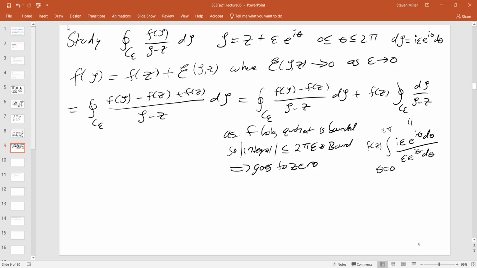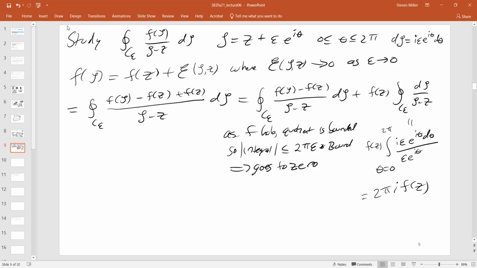Oh, well, that's not so bad. Everything cancels but the I, and we just get 2 pi I. Did I make a mistake? Oh, I have a d theta on the bottom. Thank you. And so now, removing the d theta that shouldn't be there, the epsilon e to the I theta is canceled. We look at integrating just theta from 0 to 2 pi. This is an integral we can do. And we just get 2 pi I f of z.